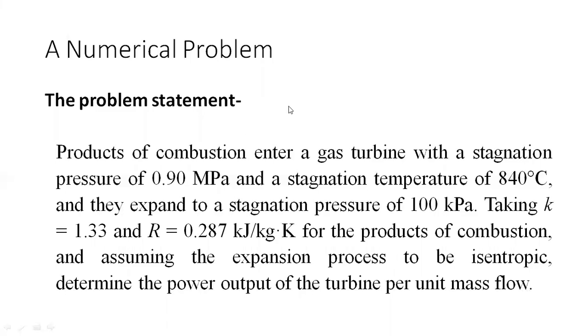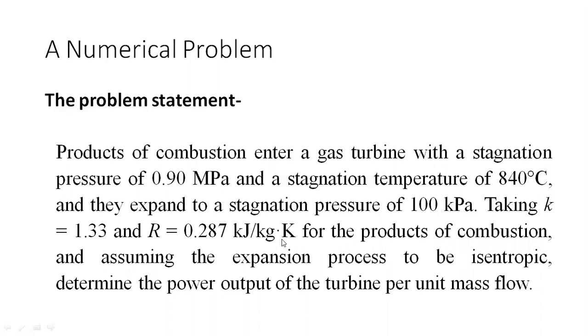So the problem is, there is a gas turbine. At the inlet, the stagnation pressure is given as 0.9 megapascal and the stagnation temperature as 840 degrees centigrade, and it is expanding at the exit to a pressure of 100 kilopascal. The specific heat ratio is given as k equals 1.33, and the characteristic gas constant for the products of combustion is 0.287 kilojoule per kg Kelvin. You see that this value is the same as that of air.